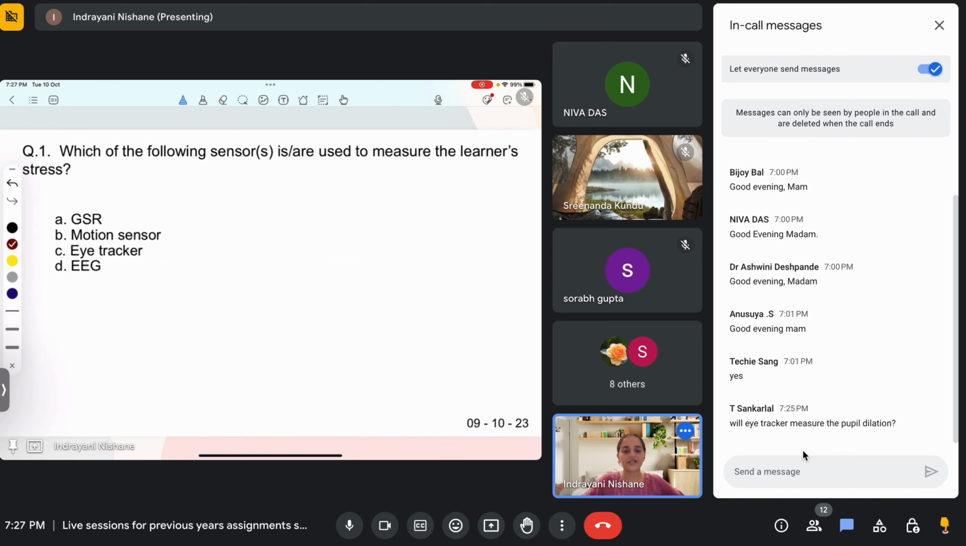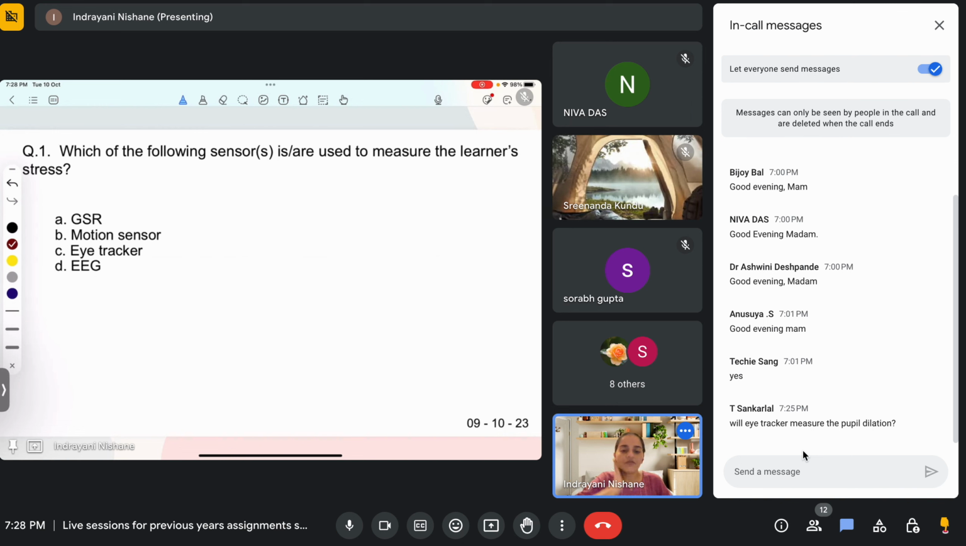These are different sets of sensors. They capture these sets of data, and that can be used to deduce information about the learners. If you're not very clear about how each and every sensor works, that is fine, even from an exam point of view.